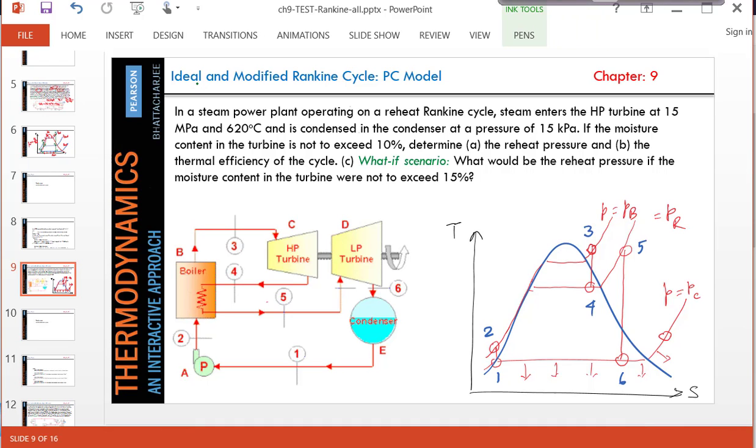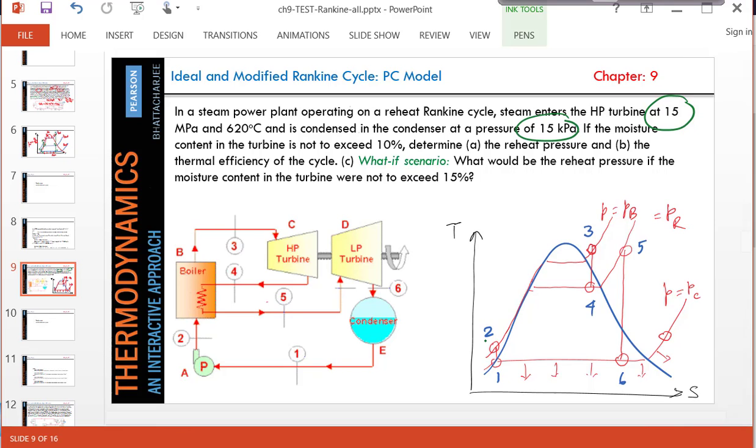So let's say we begin from state 1. In this case, 1 to 2 is the isentropic pump. So at state 1, the pressure must be the pressure of the condenser side, so I'm calling it P equals PC. And the job of the pump is to raise the pressure from the pressure of the condenser to the pressure of the boiler. We are calling it P equals PB. And they are given here. This is the pressure of the boiler, and this is the pressure of the condenser.